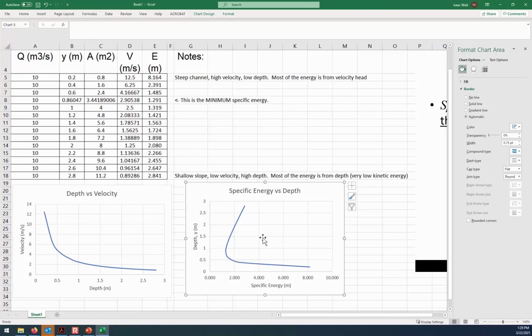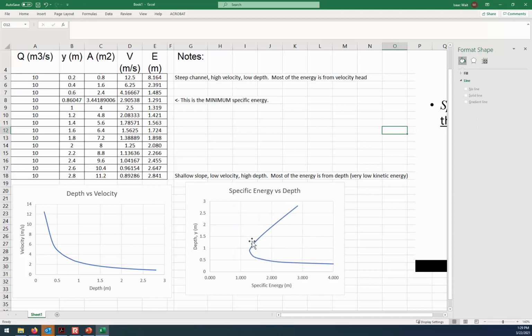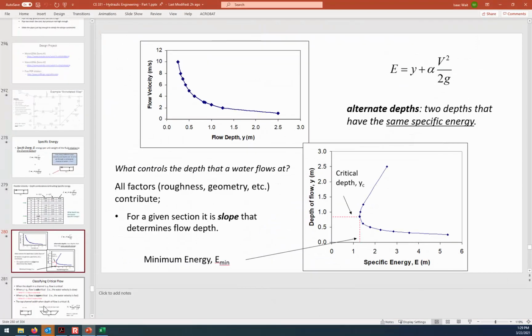We could zoom in on this. If I change the scale of the graph, let's say I only have it display up to a maximum of 4, that'll allow me to zoom in, right? If I change the range of the horizontal axis, now I'm zooming in a little bit. Here is a really important point. It's called the critical depth.